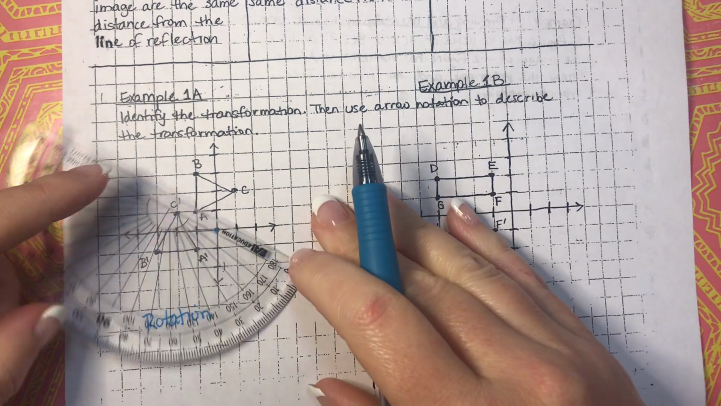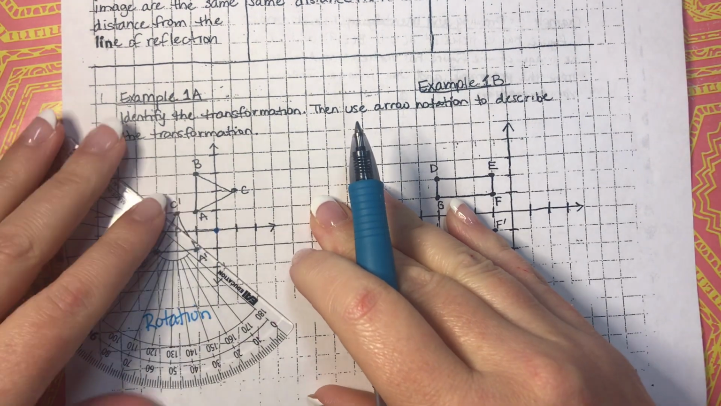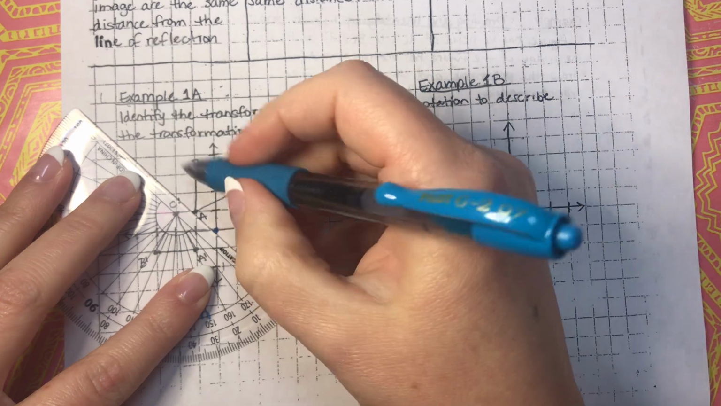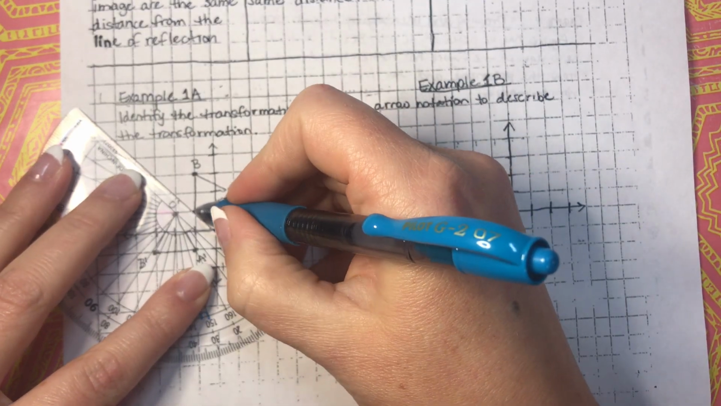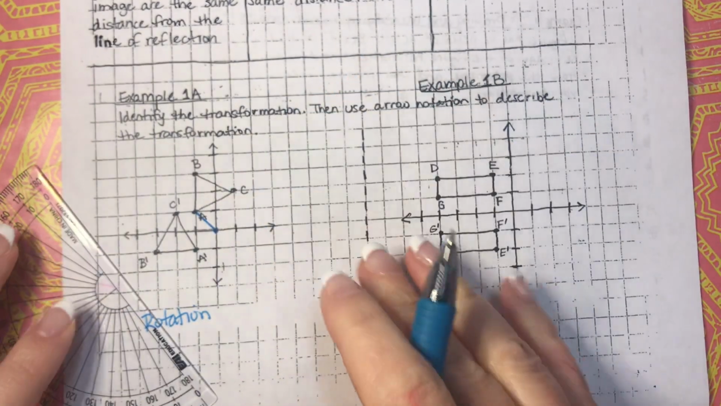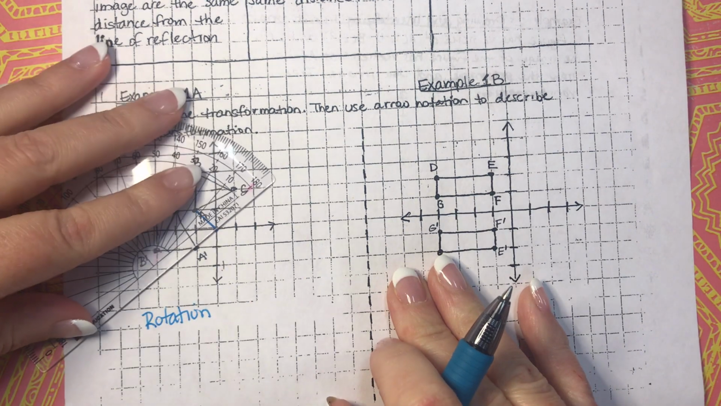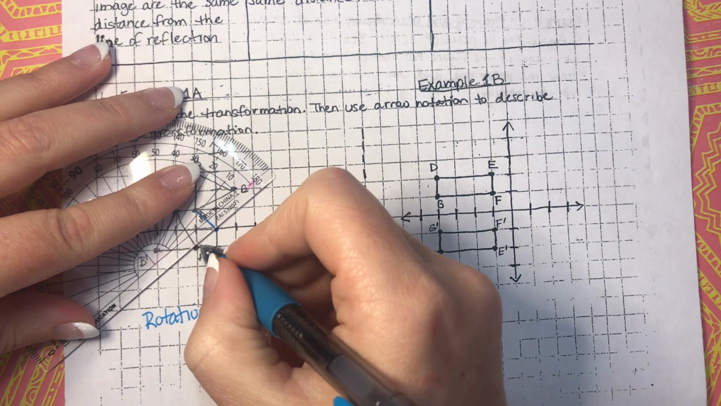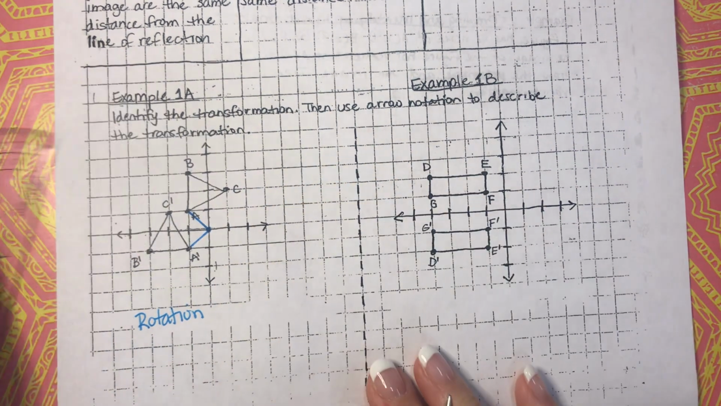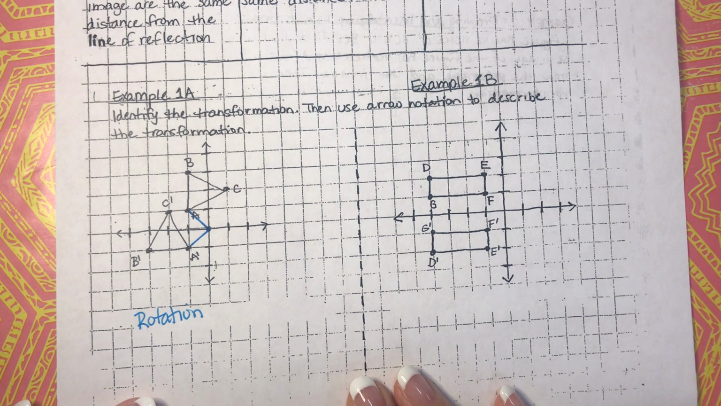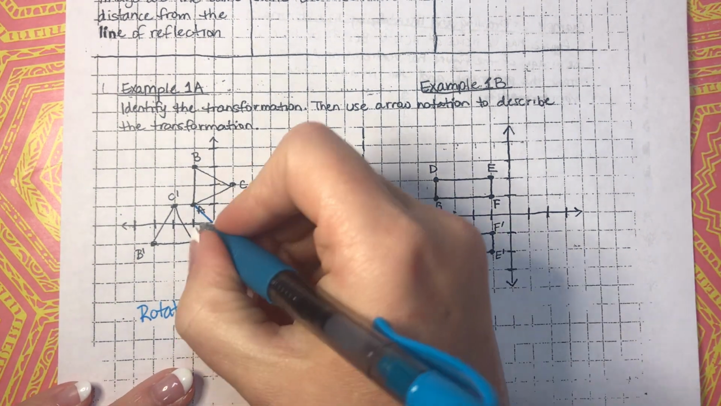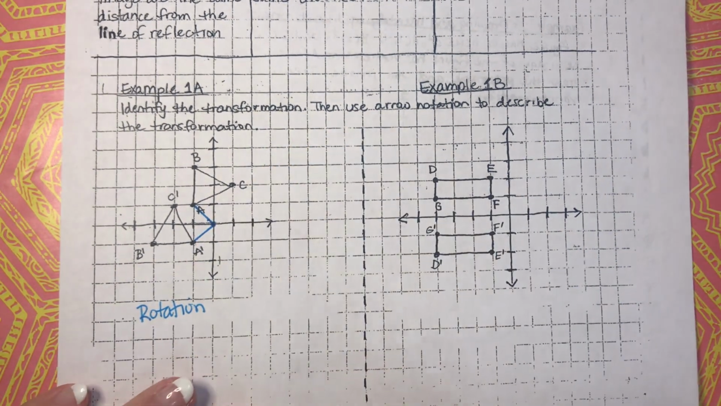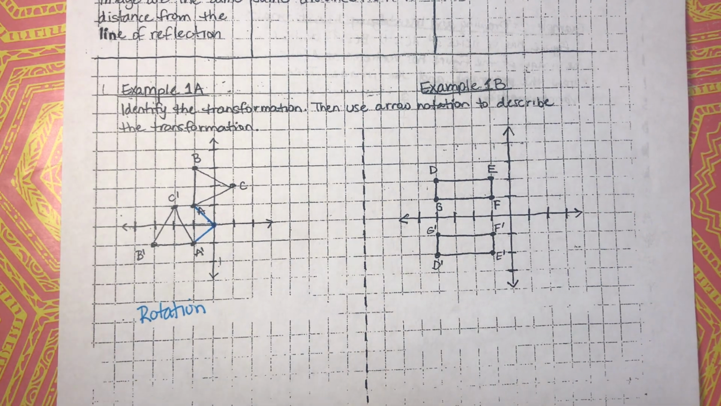If I take A, I always like finding out what the angle of rotation is. I draw a line from A to the center of rotation, and then I draw a line from A prime to the center of rotation. What type of angle does that look like? Yeah, that looks like a 90-degree angle. Then I could try it again with B, because it should be the same angle for everything.